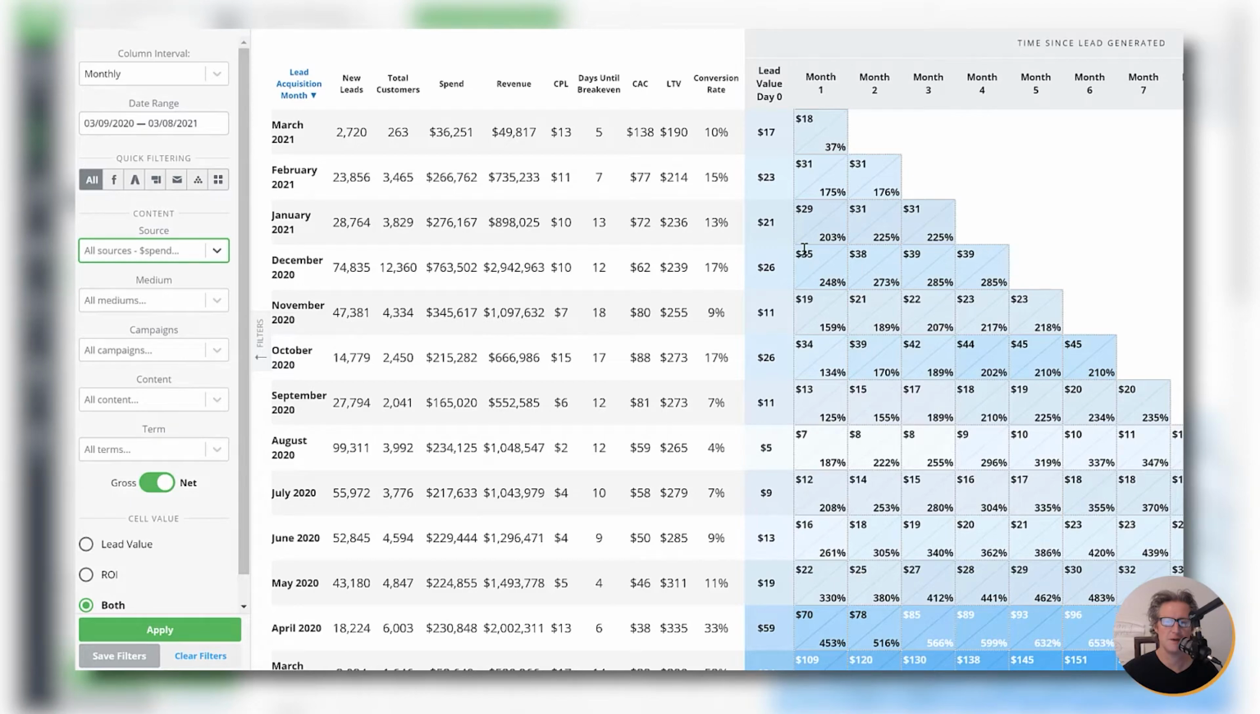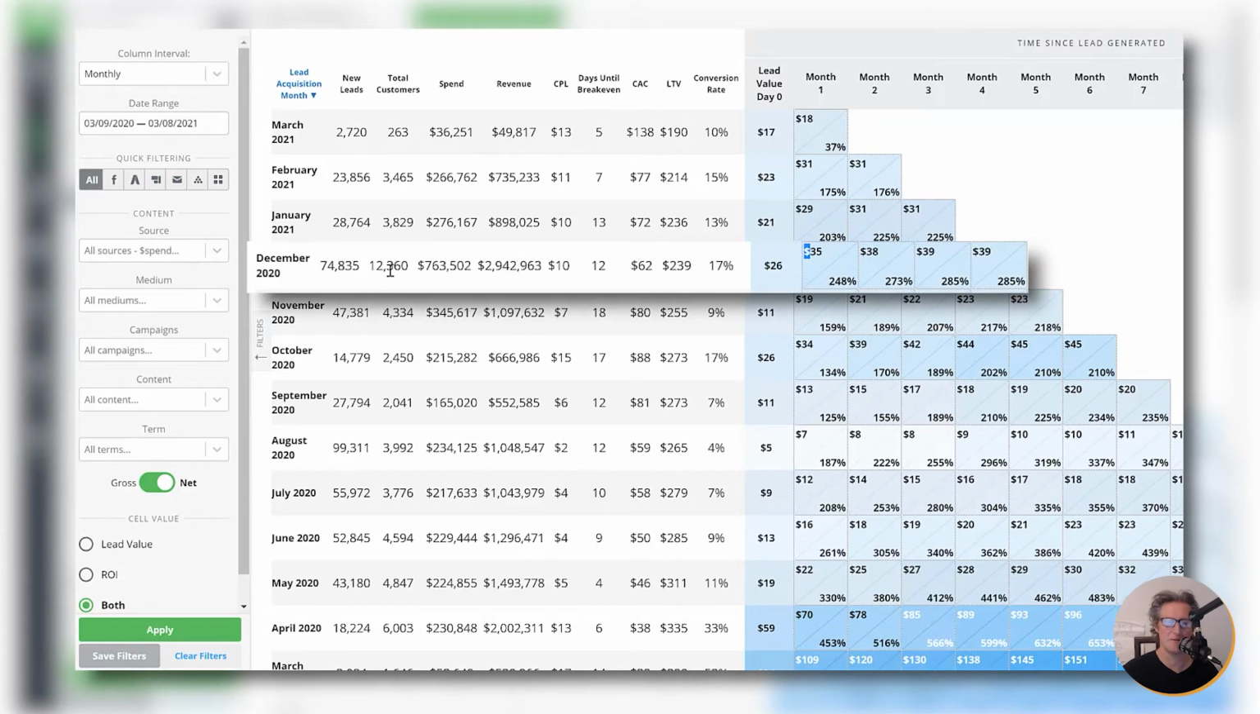All you want to do here is scan and look at how much does this lead value, I'm looking at December 2020, how much does that lead value increase? Well, it's $35 month 1, and then increased 10% to $38 month 2, then a nominal 3% increase month 3. In month 4, it still depends. We're only 9 days in, but right now it hasn't bumped up at all. So these leads have been so-so. Great when they were acquired, not so great afterwards.